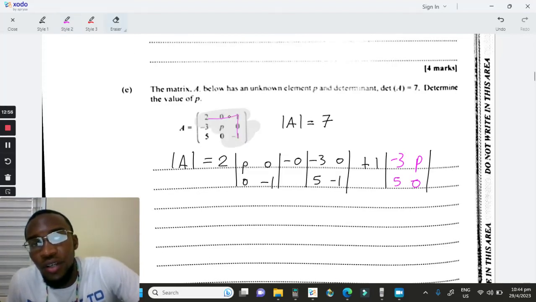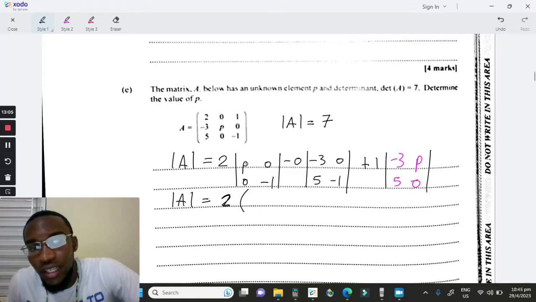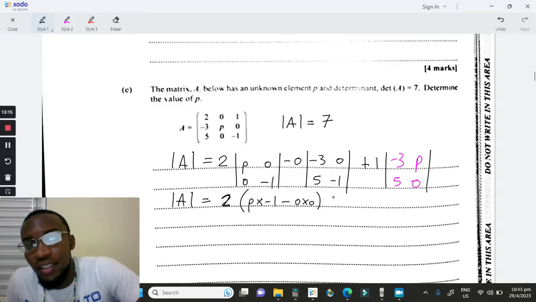Alright. Now that we did all of that, we can go ahead and evaluate the determinant of A. It is now 2 times in bracket. Remember, it's multiply the leading diagonals. So p times negative 1 minus 0 times 0. Close the bracket. Minus 0 plus, because 0 times anything is 0, in bracket. 1 in bracket, negative 3 times 0, and then we have minus 5 times p, and remember that's equal to 7.